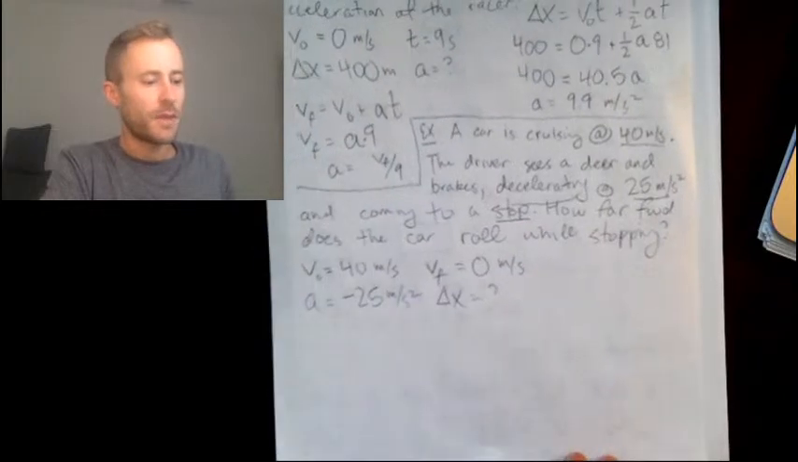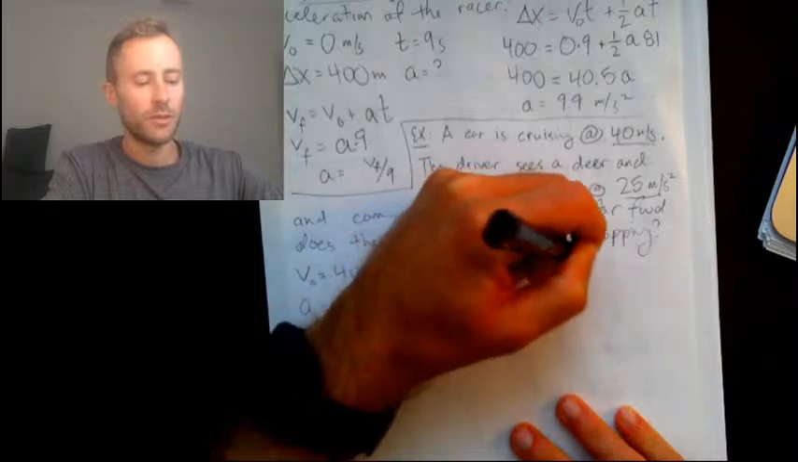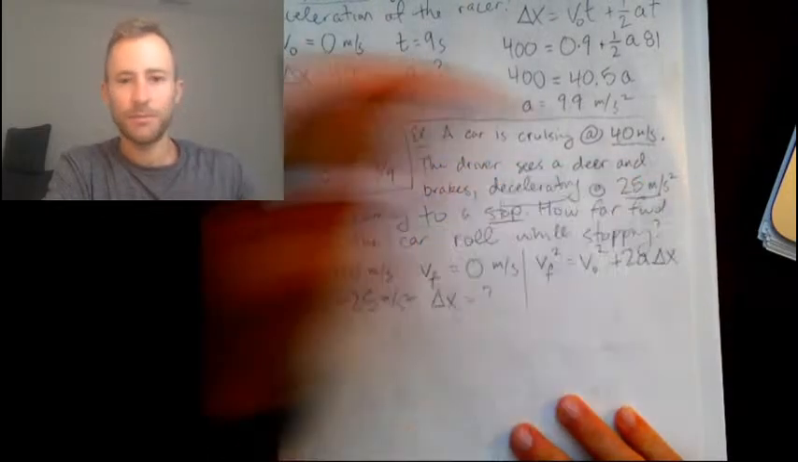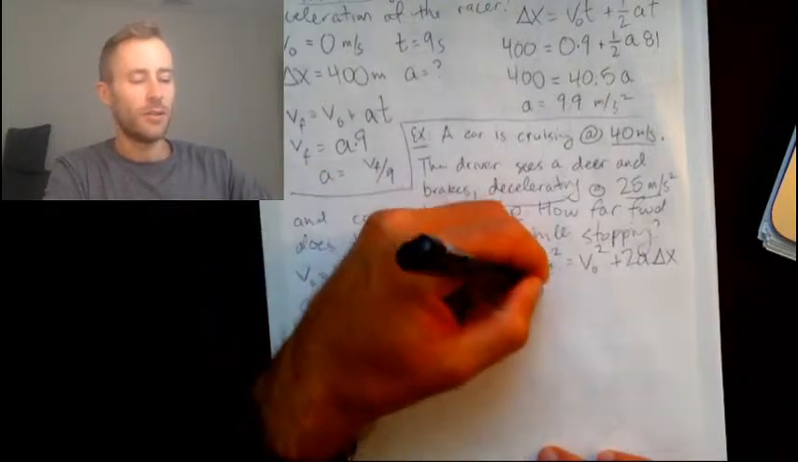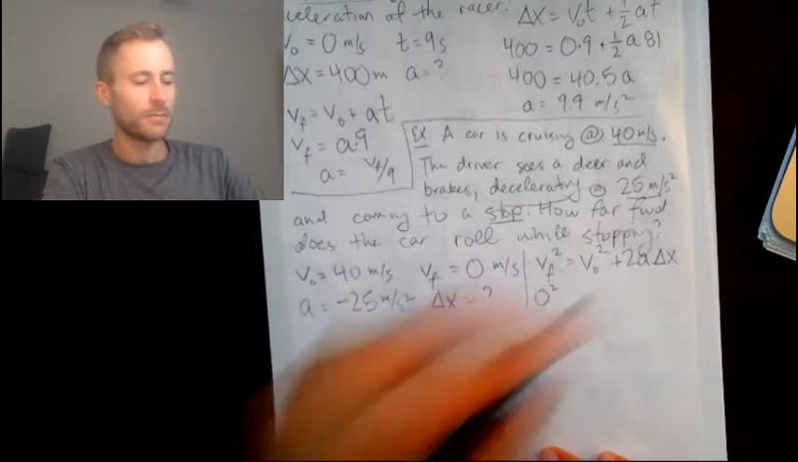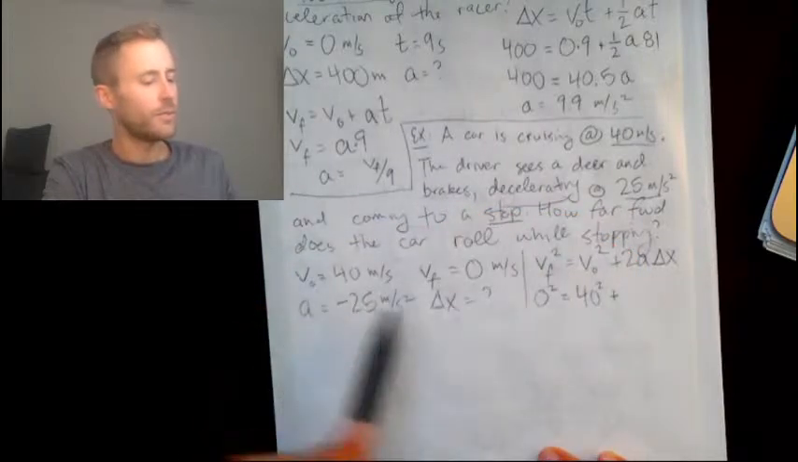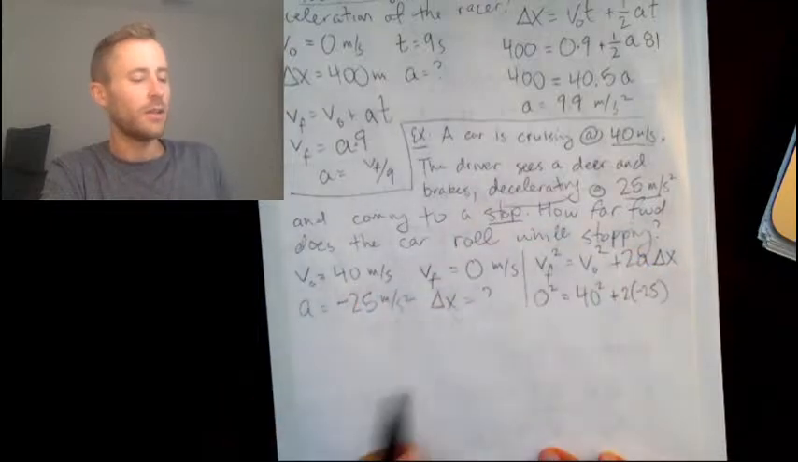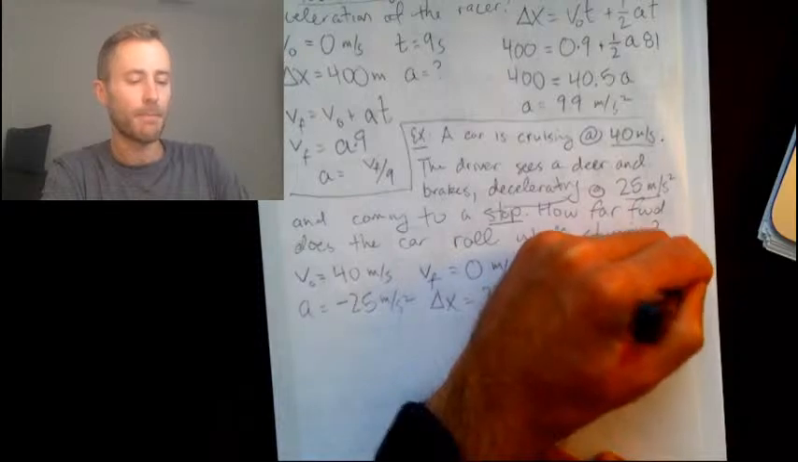So we have v final squared equals v initial squared plus 2a delta x. V final squared, that would be 0 squared. V initial is 40, so we have 40 squared plus 2 times a, 2 times negative 25. And the distance is unknown, so I leave it in its variable form, delta x.